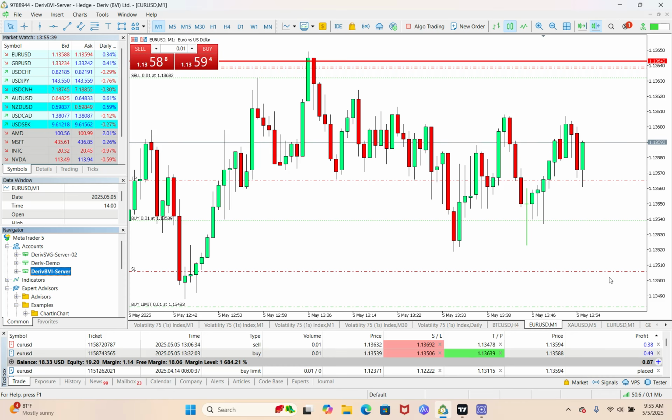What will sellers do? Buyers again with a big run. What will sellers do? Sellers seem to be fending them off. Sellers fending off that attempt by the buyers. Oh wow, big drop.